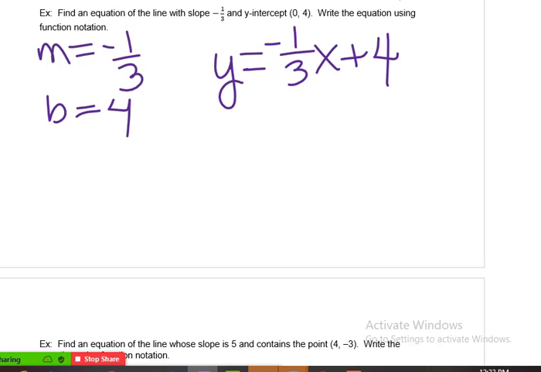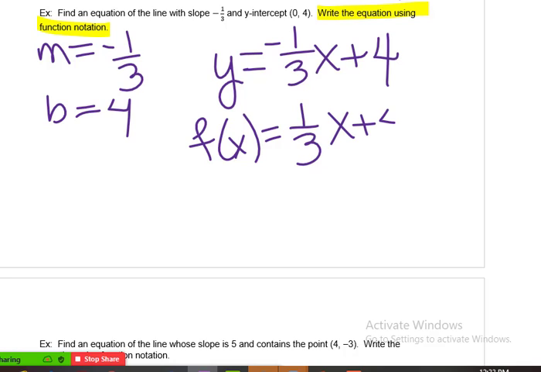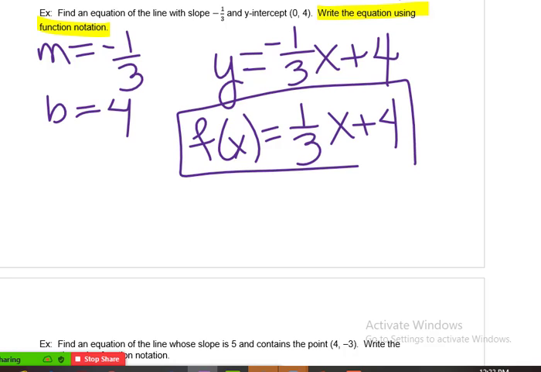That equation comes from chapter 3. But this tells us specifically to write it in function notation. To write it in function notation, all we have to do is replace the y with f of x. So we will write f of x is equal to -1/3 x plus 4, and that will be our answer. Any questions?